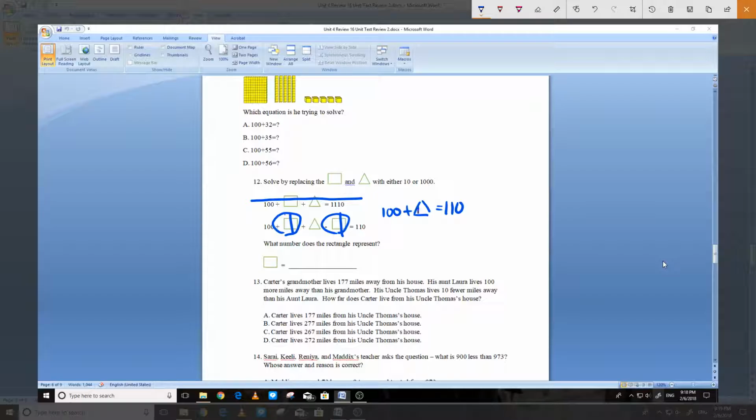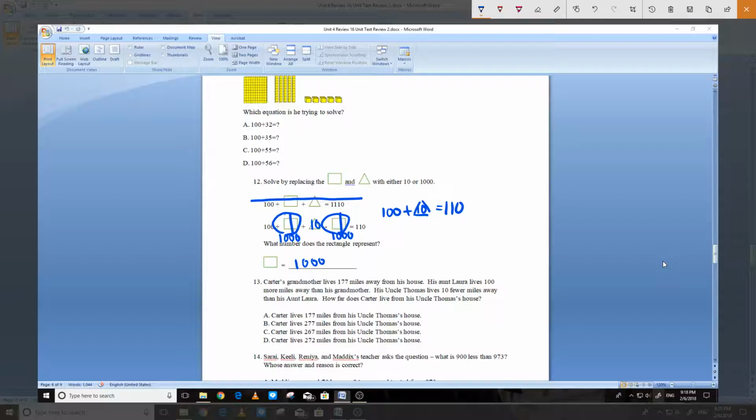Obviously, the answer here is 10. And that's what we're going to do. We're going to put 10 in for triangle. Now, if we're going to put 10 in for triangle, the only other number left is 1000. And that's what we are going to put for the rectangle. That's how you work this one out. You will write 1000 in its place for the rectangle.